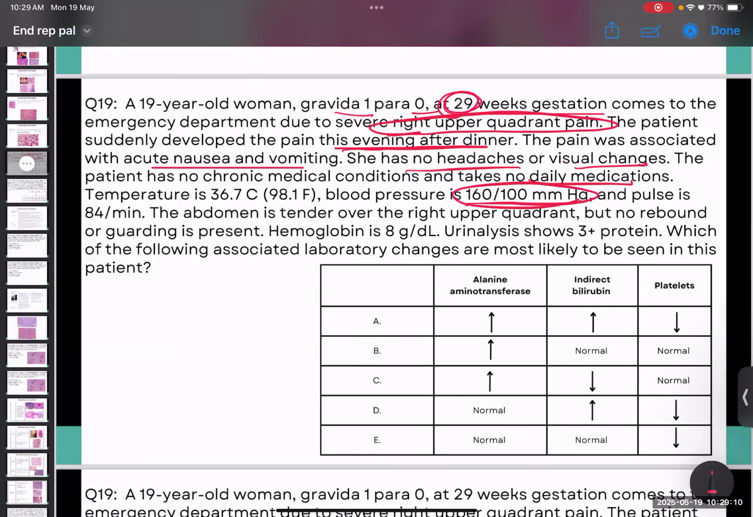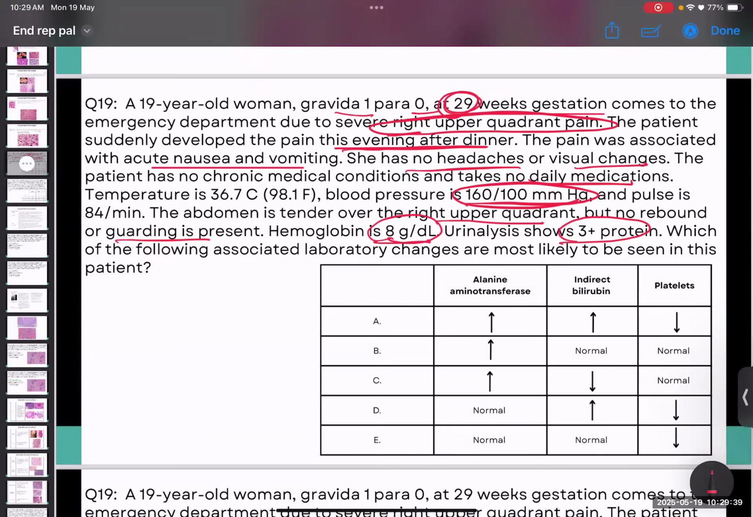She's at 29 weeks of gestation, so this is definitely either gestational hypertension or preeclampsia. Pulse is 84, abdomen is tender over the right upper quadrant, but no rebound or guarding is present. Hemoglobin is 8, so hemoglobin is low. Urinalysis shows 3+ protein, so we know it's preeclampsia, mainly because there is going to be proteinuria or end organ dysfunction in the setting of high blood pressure for preeclampsia. Which of the following associated labs are going to be seen in this patient?